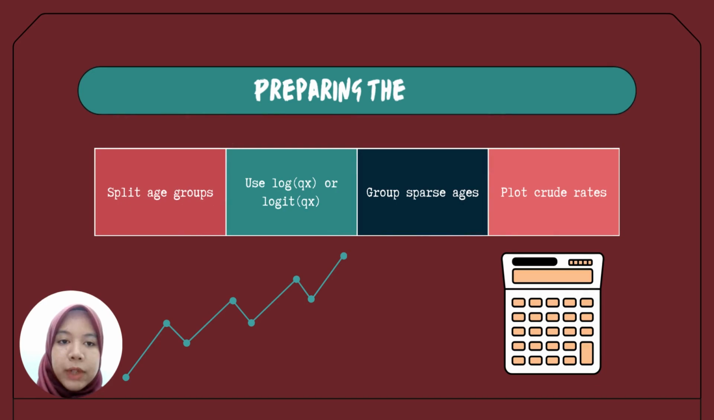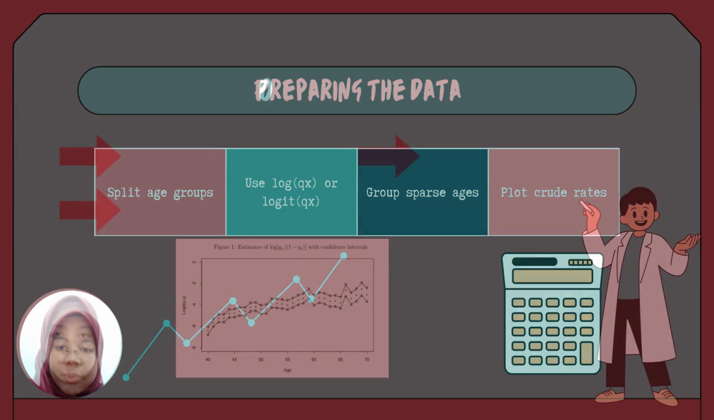And before drawing the curve, we prepare the data. If the age range is wide, we split it into groups, like below 60 and above 60, because mortality scales differ. We often transform the rate using log or logit to stabilize the scale. When data are sparse, we combine ages until at least 5 deaths appear in each group. Then we plot the group mortality rates at either the midpoint age or the weighted average age.